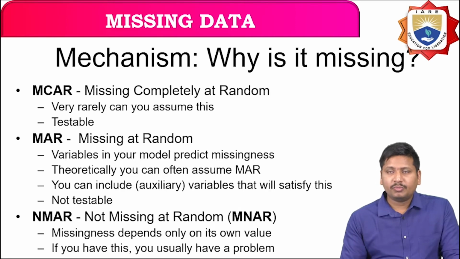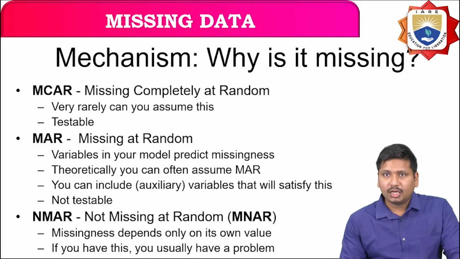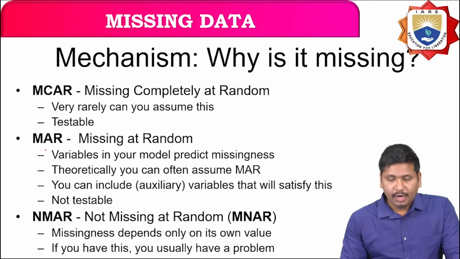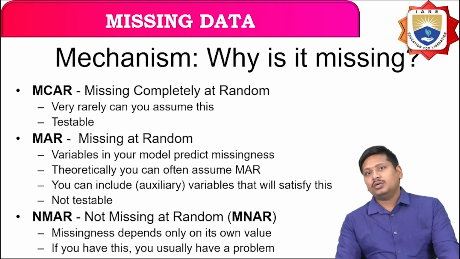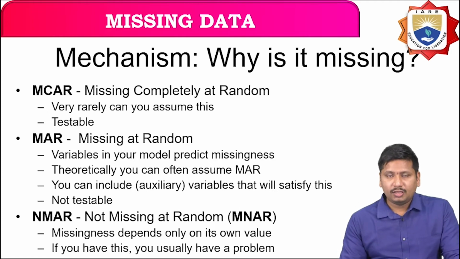Previously I told some of the methods that are available for handling the missing data. So what are the methods that are available? First one is MCAR, and then MAR and MNAR. These are the three types of mechanisms available for handling the missing data. MCAR means missing completely at random, MAR is missing at random, and MNAR is not missing at random. So we have three types of methods for handling the missing data.